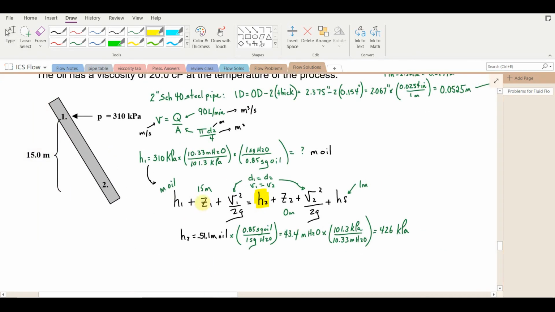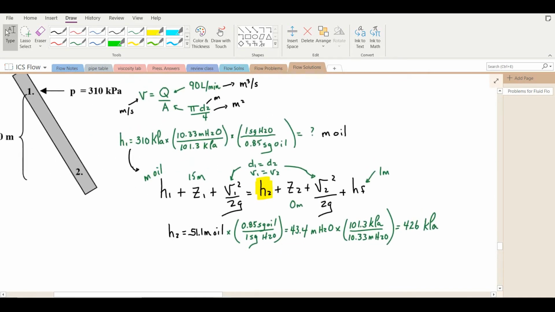Now the elevation at point 1 is 15 meters higher than point 2, so that's 15 meters. What about the velocity? We're going to actually calculate it up here for the Reynolds number calculation, but we don't really need it here because notice the pipe is not changing diameter. So whatever velocity 1 is, it's the same as velocity 2. So whatever that number is, it'll cancel, so you can ignore it.